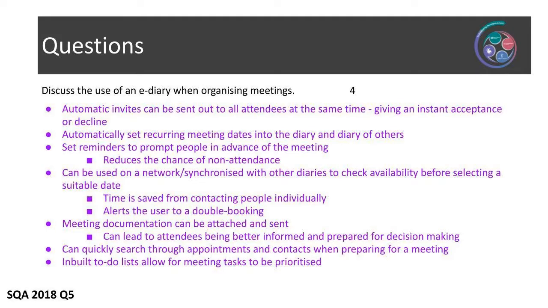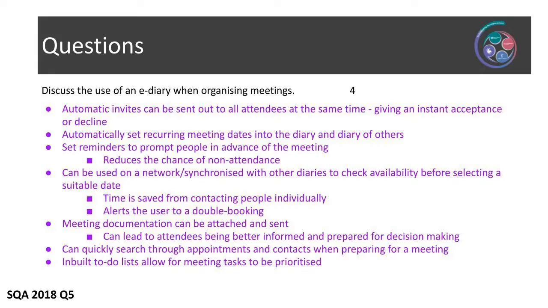They can be used on a network or synchronized with other diaries to check availability before selecting a suitable date. Time is saved because people don't have to contact people individually. All of that can happen automatically through that network synchronization. And there's also alerts to users that stop or prevent double bookings from occurring.